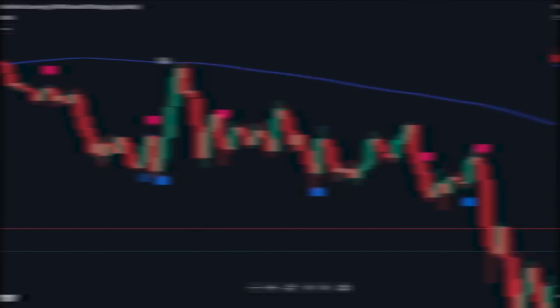And now I will show you the most impressive and currently the most popular free AI tool on TradingView.